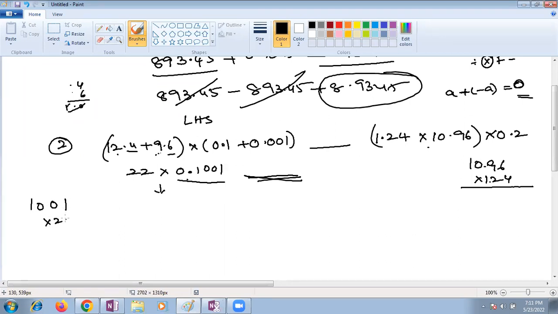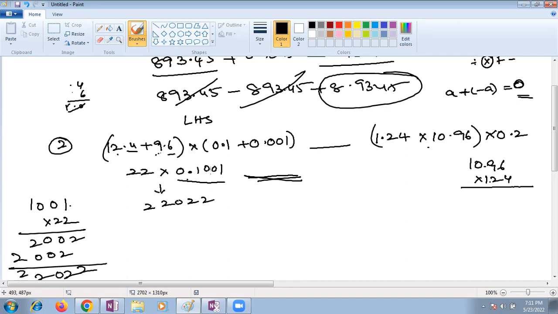1001, just multiplied with 22. First, don't consider your decimal point. Two ones are two, two zeros are zero, two ones are two. Once again, two ones are two, two zeros are zero. Now add it: 2, 0, 2, and 2. Now come to your answer: 2, 2, 0, 2, 2.